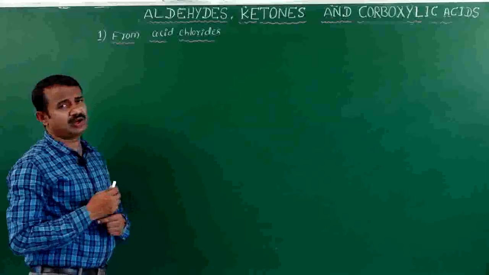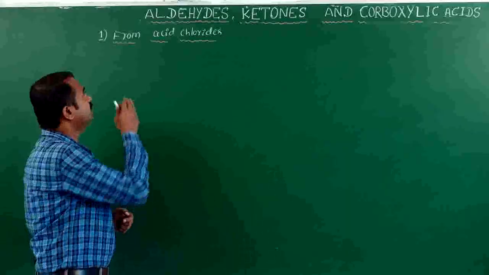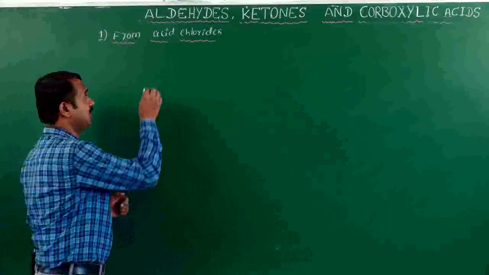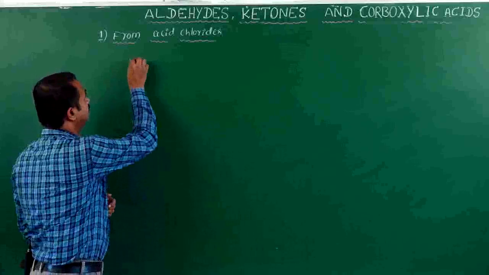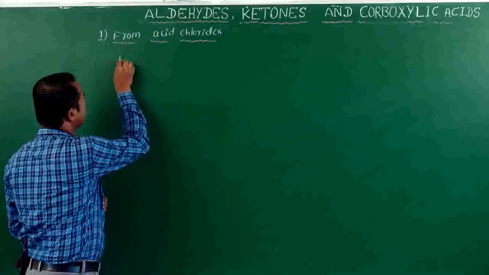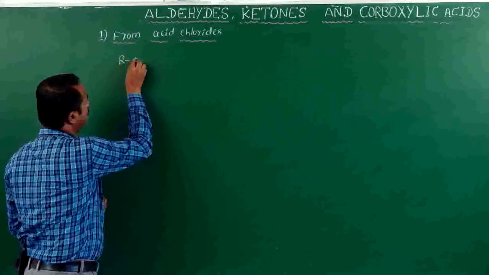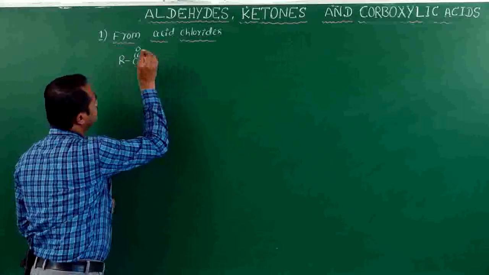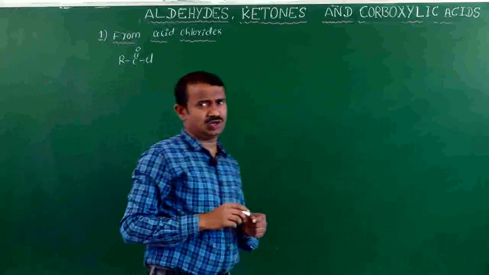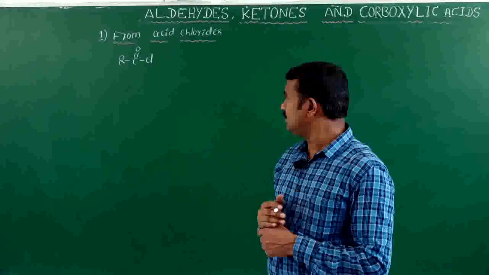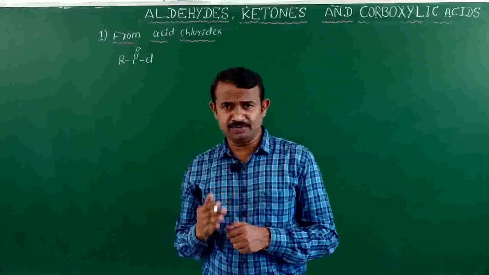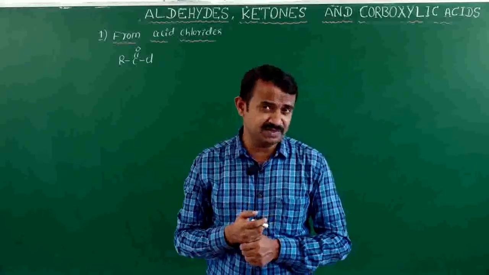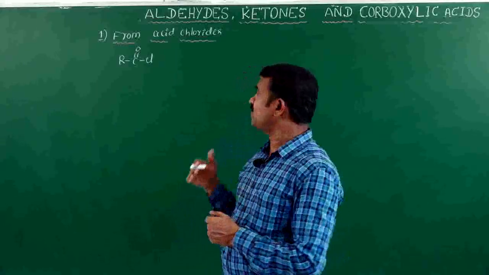Okay. Next we will go for preparation of aldehyde from acid chloride. What is the general formula of acid chloride? Acid chloride general formula is RCOCl. Acid chloride reacts with hydrogen in presence of palladium on carbon, using barium sulfate, to form aldehyde.